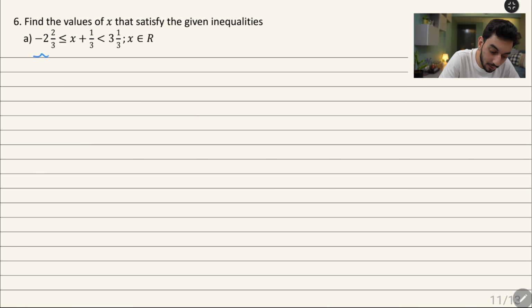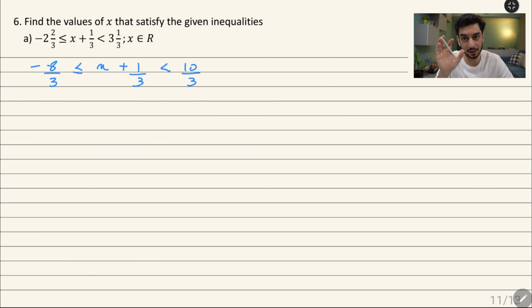This is negative 2 2/3 and this is 3 1/3. I need to first get rid of these mixed fractions, convert them into improper fractions. Okay, so it would be negative, 3 twos are 6, 6 plus 2 is 8 upon 3, less than or equal to x plus 1 upon 3, less than 3 threes are 9 plus 1 is 10 upon 3. Okay, so these are the things which I have. This is all improper fractions.